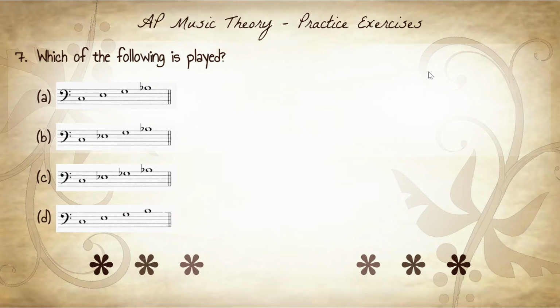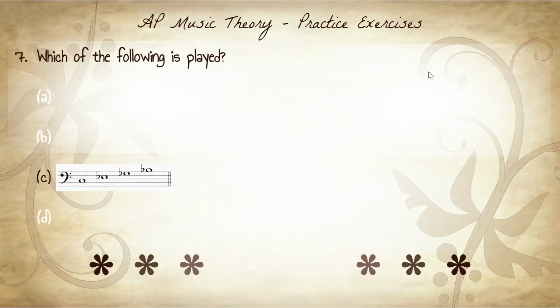Question 7. Which of the following is played? And there's a note that says recognizable 7 chords. Correct answer is C. The chord played was a half diminished 7th chord. If you listen for the quality of the triad, answers A and D both have a major triad, while B was minor and C was diminished.